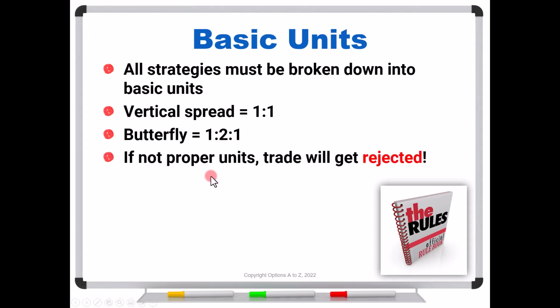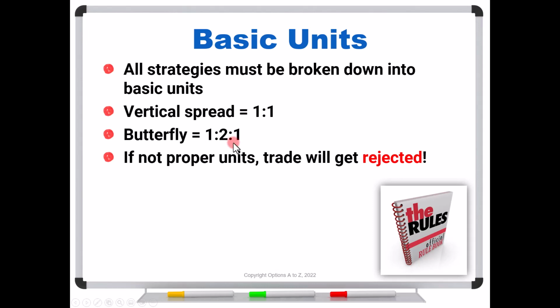So why is this important? Well, if you don't enter these proper units, the trade will get rejected. You see, an exchange cannot fill this in a 1-to-3-to-1 ratio or a 2-to-4-to-3 ratio. They can't say that those are just the only options that they could get filled for you. It's always got to be in this ratio.